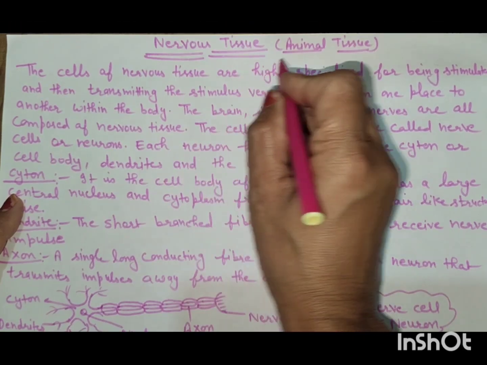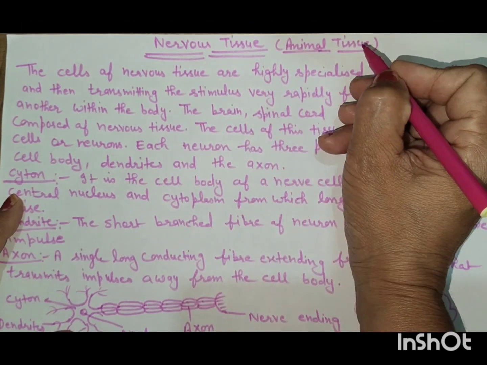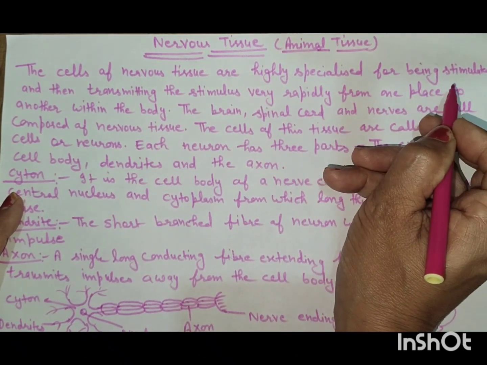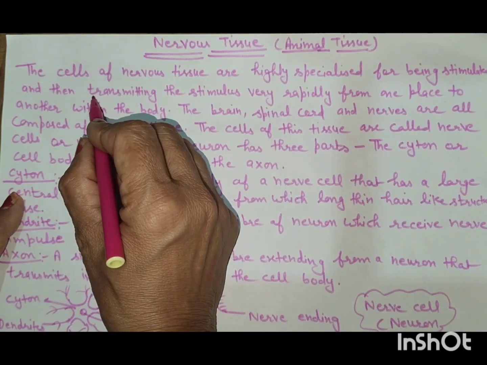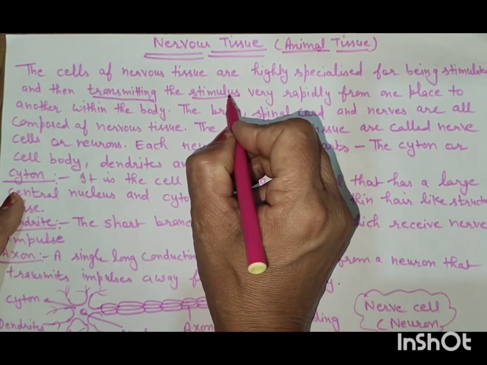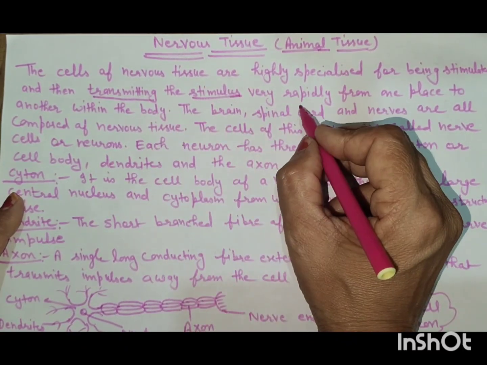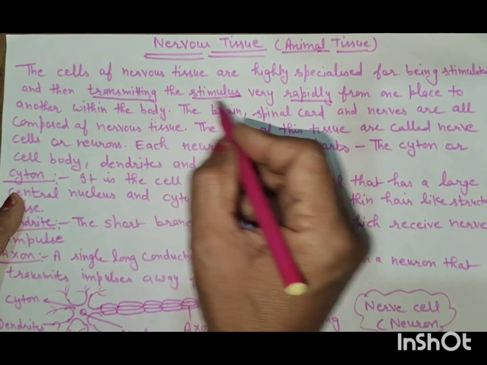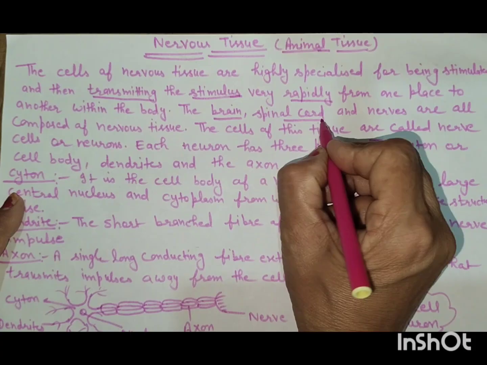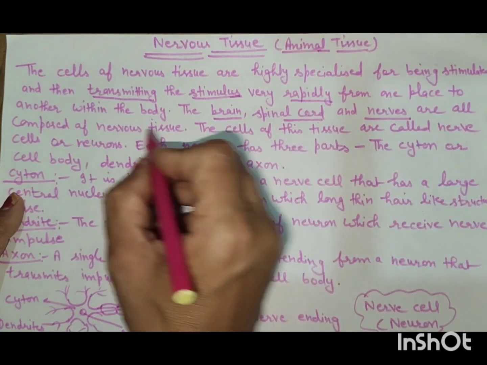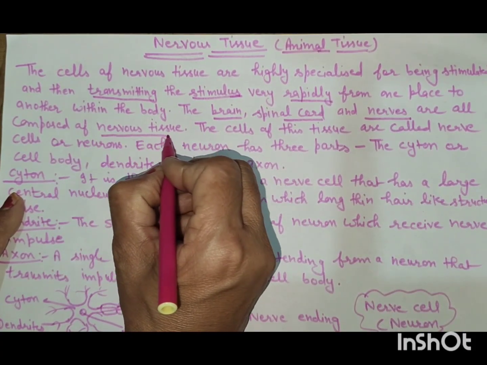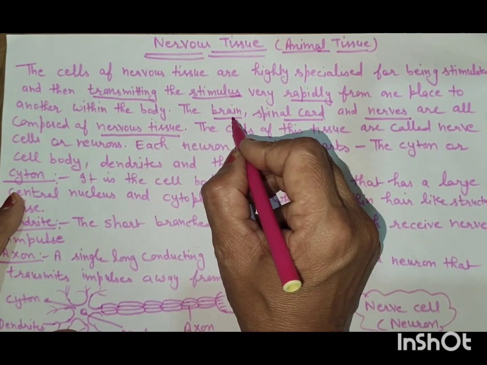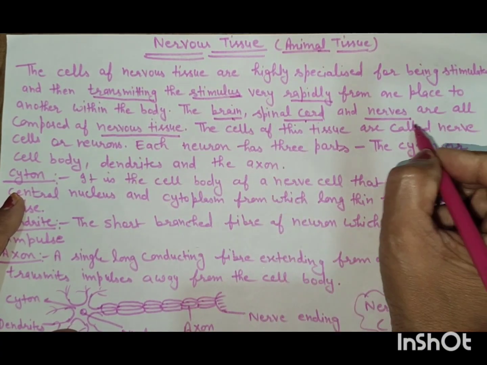Nervous tissue. This is also an animal tissue. The cells of the nervous tissue are highly specialized for being stimulated and then transmitting the stimulus. They transmit the stimulus very rapidly from one place to another within the body. Brain, spinal cord and nerves form the nervous tissue.